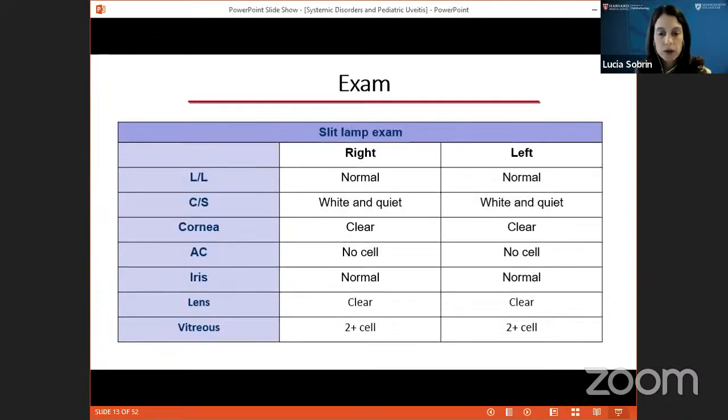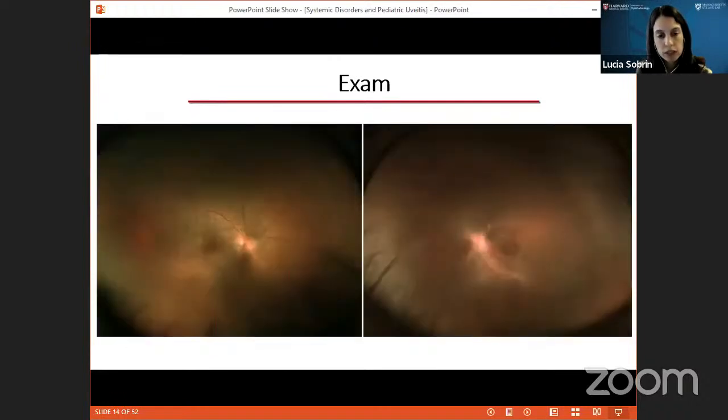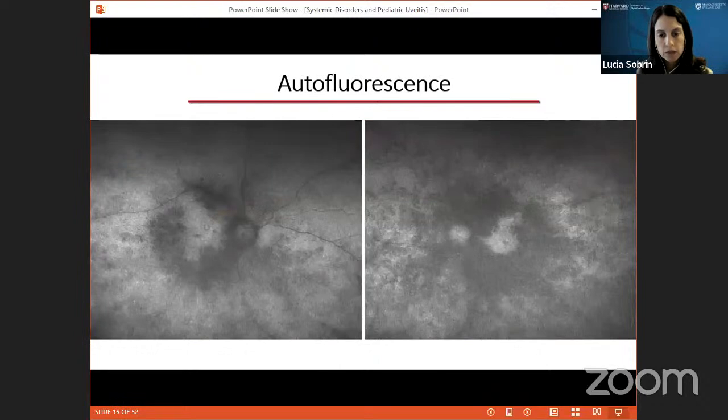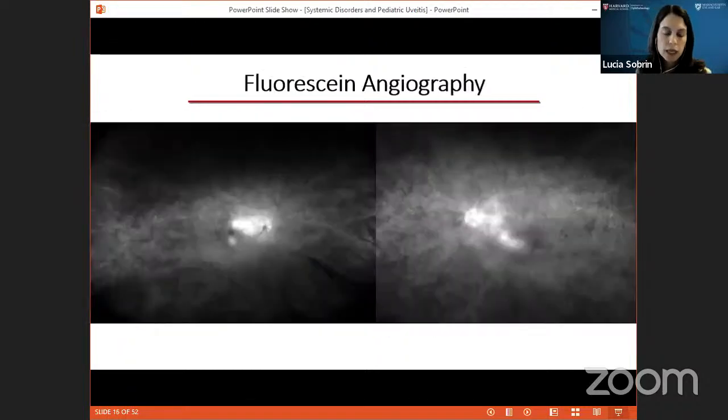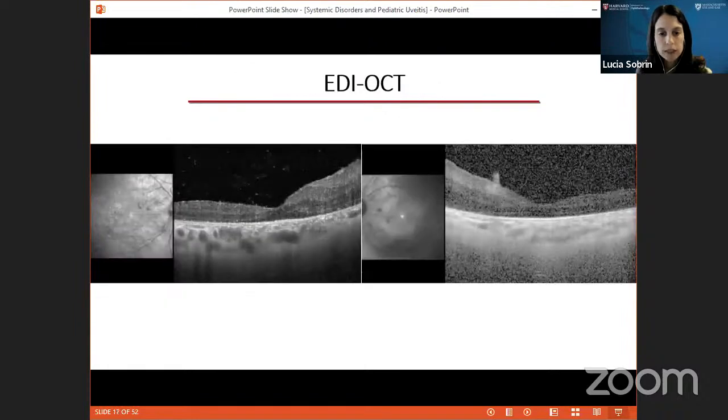His anterior segment was normal, but he had 2+ vitreous cell. And you can see in these fundus photographs that he had optic nerve edema, as well as diffuse RP changes throughout the fundus. The autofluorescence shows the extent of the damage by the inflammation with multiple areas of hypoautofluorescence. And the FA shows diffuse leakage throughout the periphery, including disc leakage. That's quite prominent. You'll notice here on the OCT, there's chronic inflammation with vitritis.